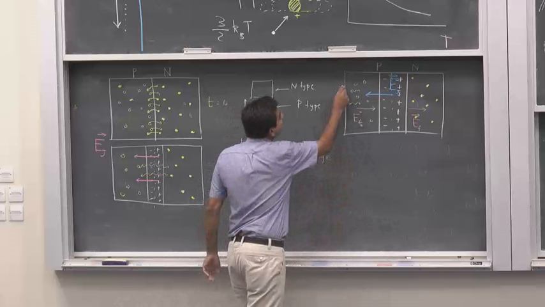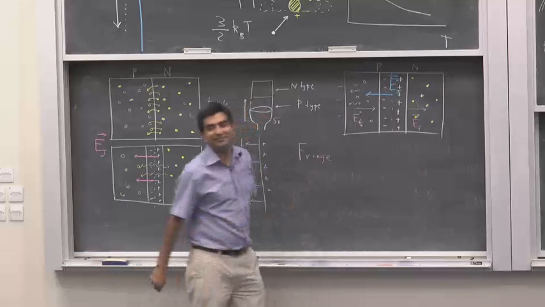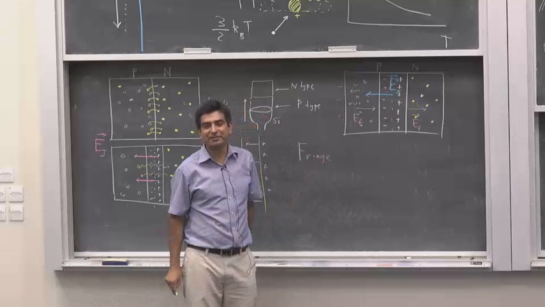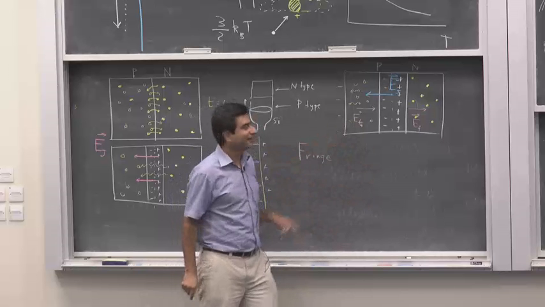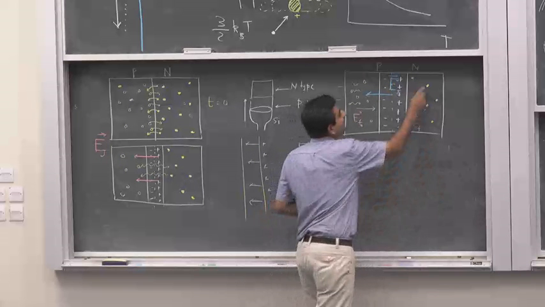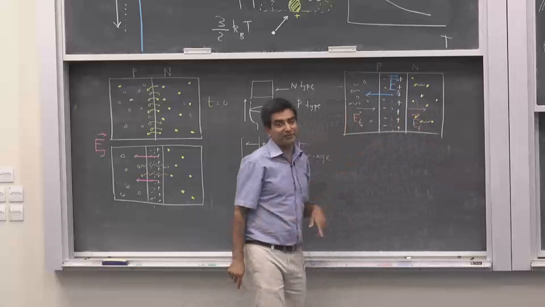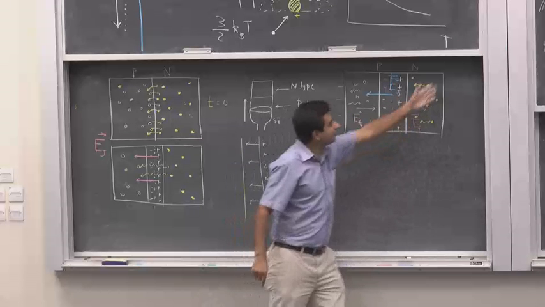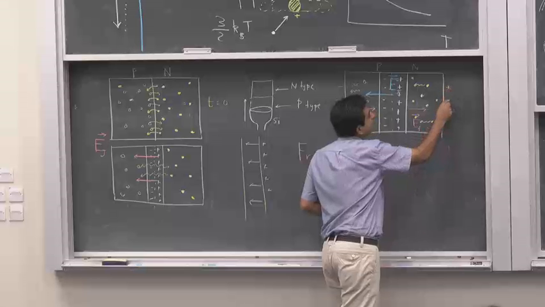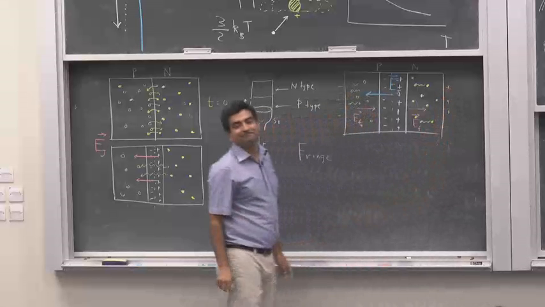So some slight negative charge will be established here because of this fringe field. Likewise, this fringe field will tend to move electrons in this direction. Electrons move in the direction opposite to the fringe field. So when electrons move away from this side, a slight positive charge is built up here.